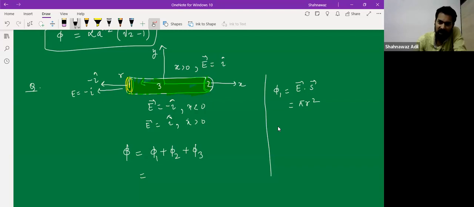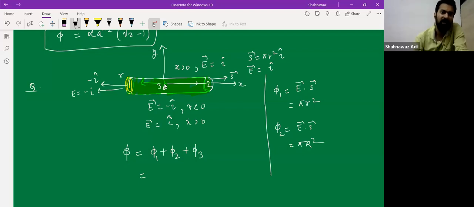Okay, similarly, you can calculate phi 2. For phi 2, this is the direction of the surface area, right? So surface area is what? Pi R square I hat. And what is vector E? This is iota hat for x greater than 0. So this is x0 and x is greater than 0. So this is your E vector. So what would be phi, E dot S? I dot I is 1. So this would be pi R square, right?